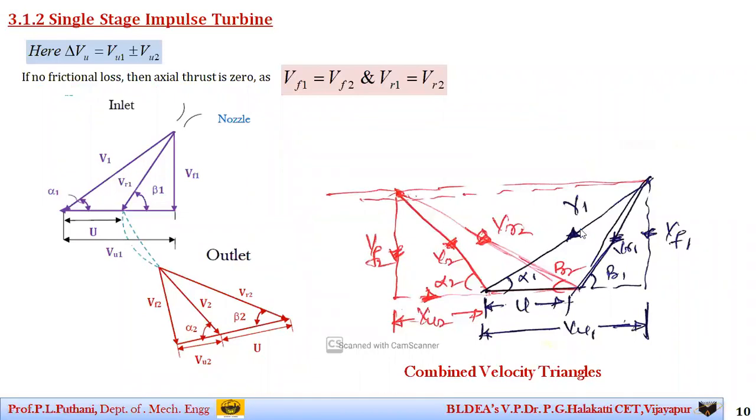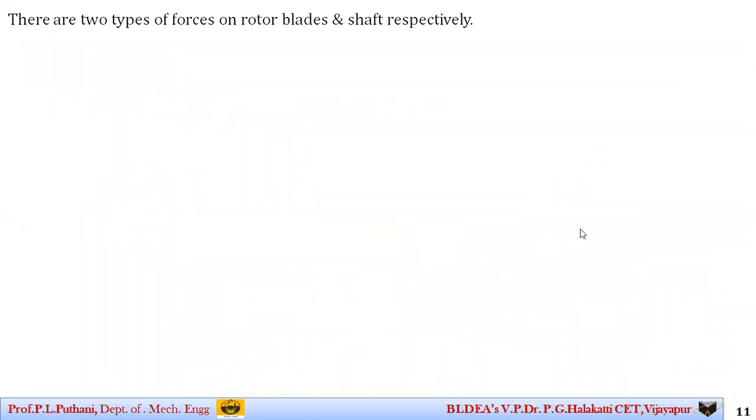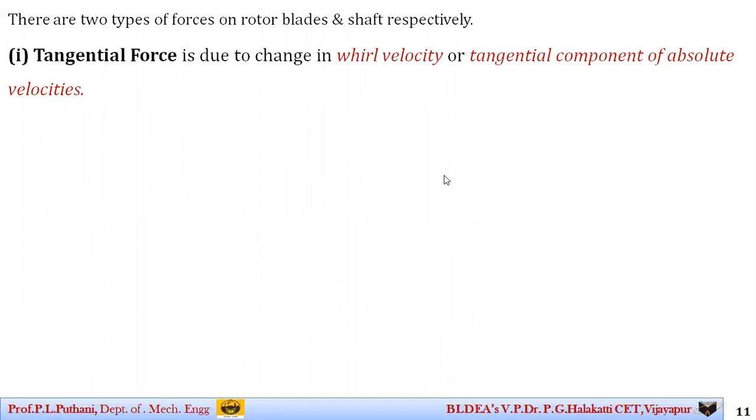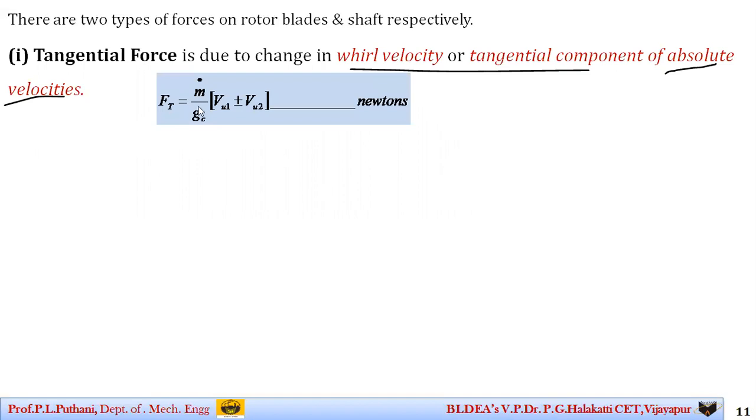Now let us move ahead. Generally, we have two types of forces developed on the rotor blades and shafts. The first one is the tangential force. This tangential force is due to the change in the whirl velocity component, or tangential component of the absolute velocities, VU1 and VU2. Therefore, we write Ft is equal to m by Gc times (VU1 plus or minus VU2) in newtons. It depends upon the direction of VU whether you use a plus or a minus sign.